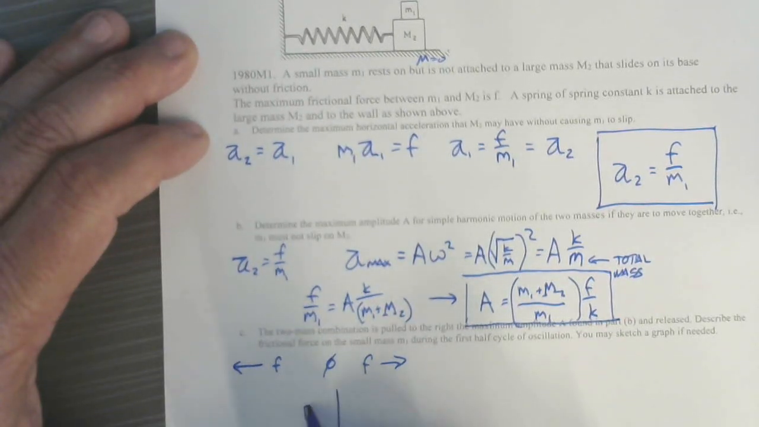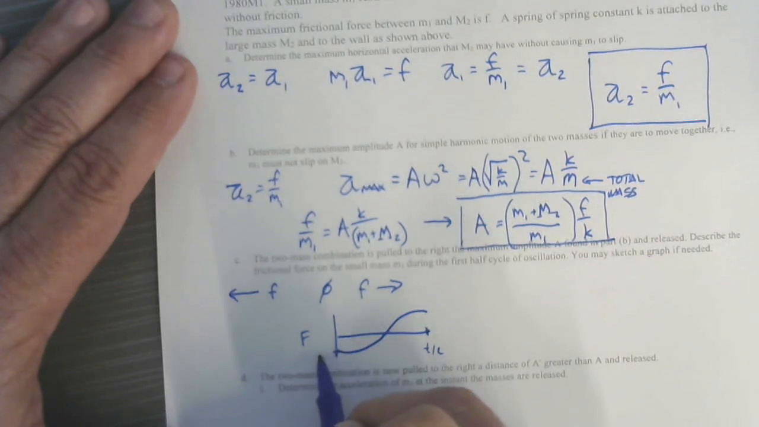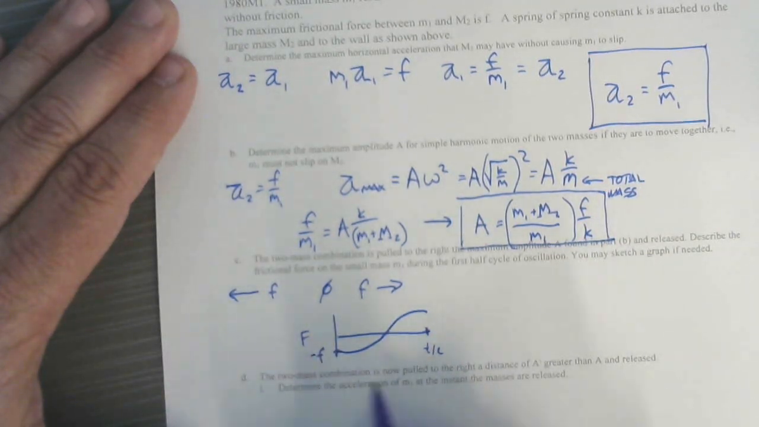And of course, the force will be sinusoidal. So this right here is the halfway time. Actually, this should be period divided by 2 on this graph. And this here is minus that F max.